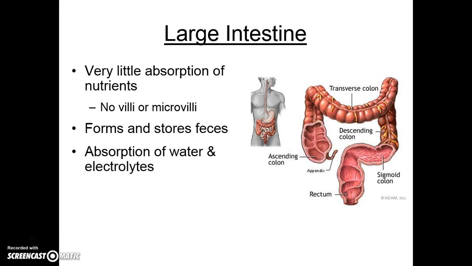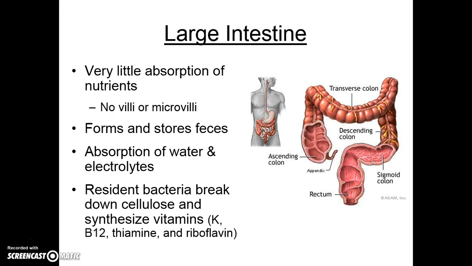There's some absorption that occurs here. It's mostly of water and electrolytes, and bacteria living in your digestive system help to break down the cellulose that we can't digest, and they synthesize vitamins. So this is kind of our major source of vitamin B12 and vitamin K. You can see why, if you have severe diarrhea, you're going to need to drink electrolytes, because you're losing a lot of electrolytes through your large intestine.